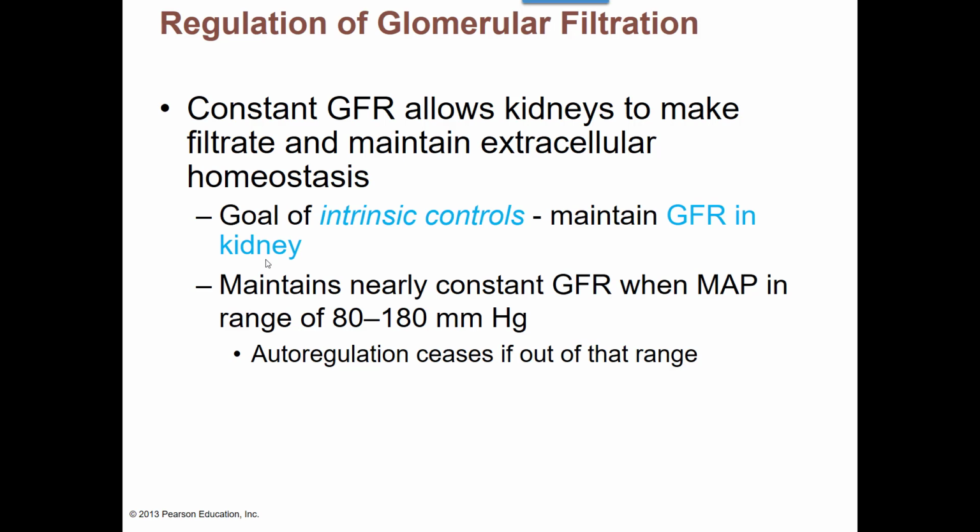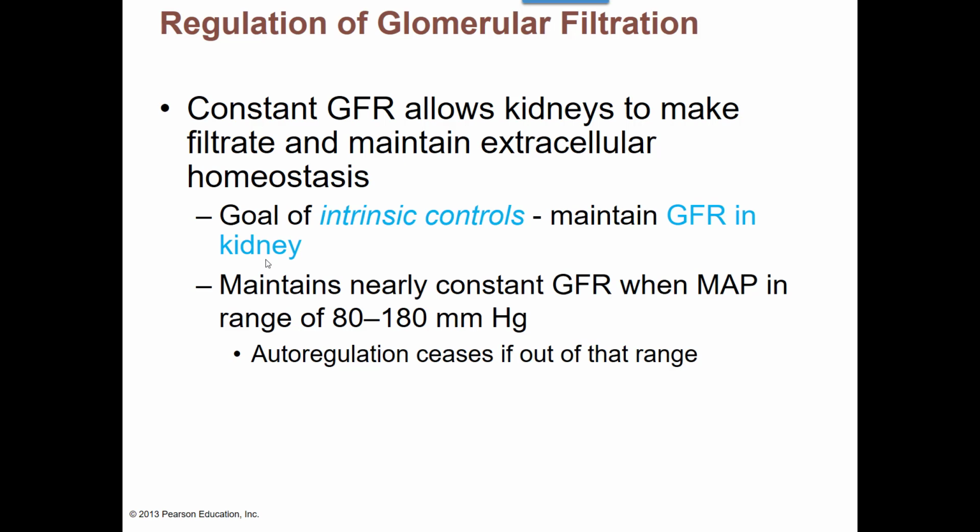And as long as your mean arterial pressure, as long as your blood pressure is in the range of 80 to 180, a normal blood pressure, our kidney can maintain its glomerular filtration rate so that we can filter things out of the body. We can get rid of things out of the body. That's its main goal. We just want to get rid of things, whether it's because we filtered them out or because we secreted them out and it leaves. But we want to maintain a constant glomerular filtration rate.